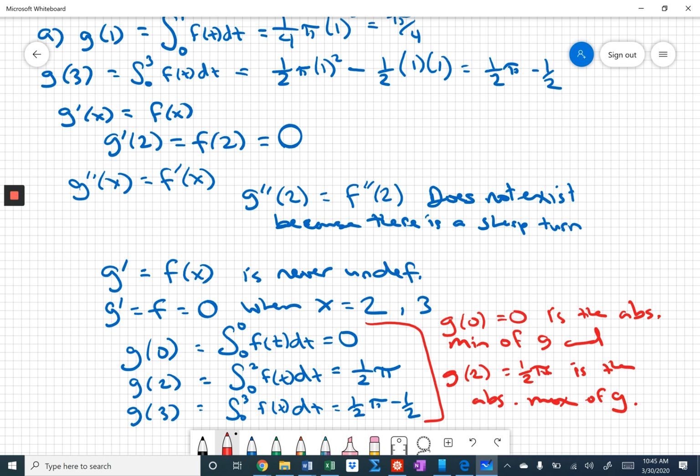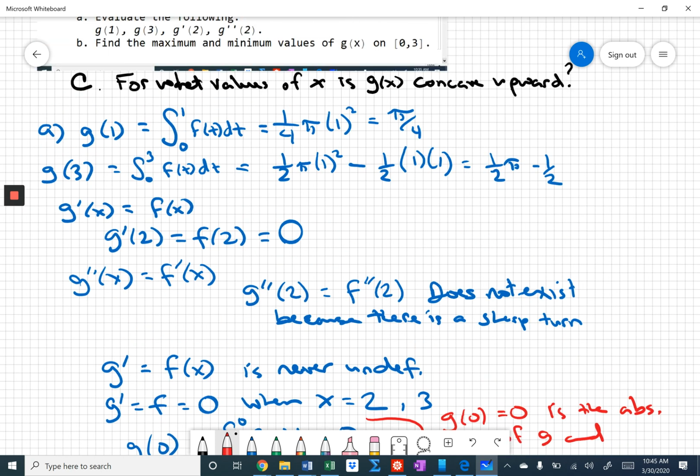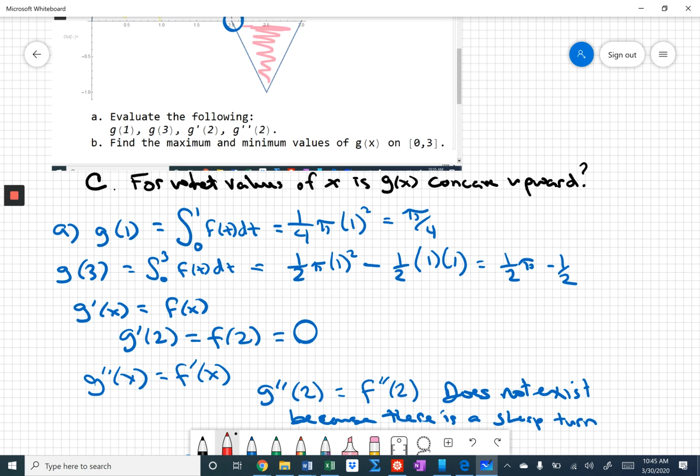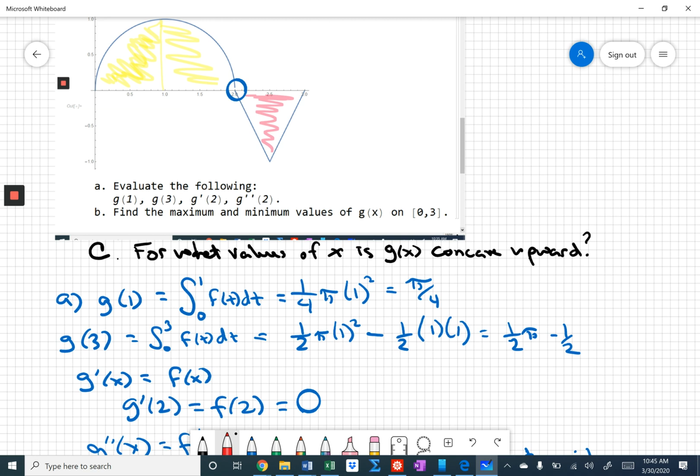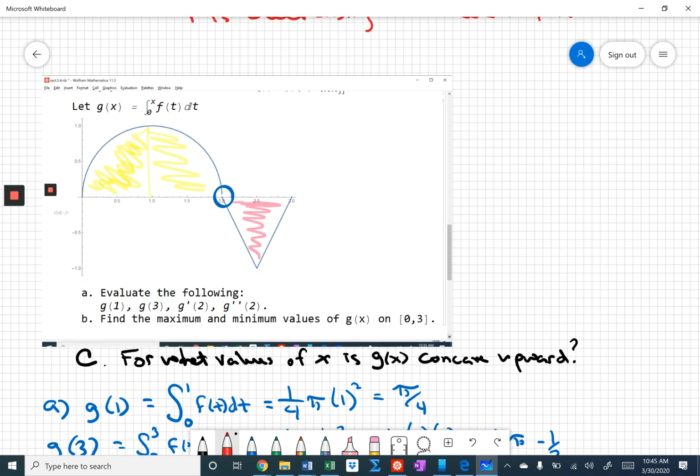All right, now one last question, the one that I made up at the end there. For what values is g of x concave upward? I'm going to work off to the side of it so I can see the graph. So for concave upward, I need to look at g double prime. And as we've already said, g double prime is going to be equal to f prime. And I want to know where f prime is greater than 0. And f prime is going to be greater than 0 when f is increasing. And so where is f increasing?